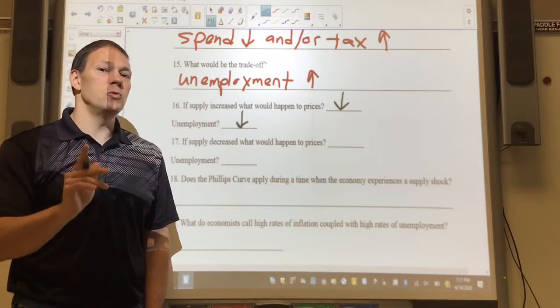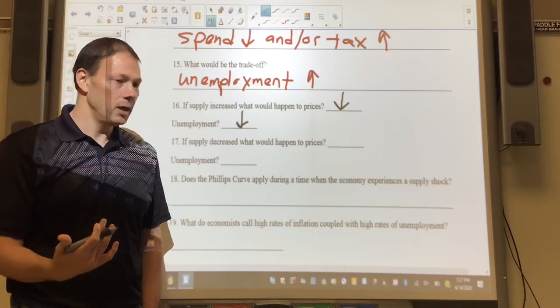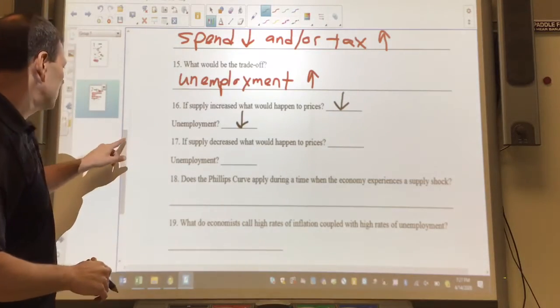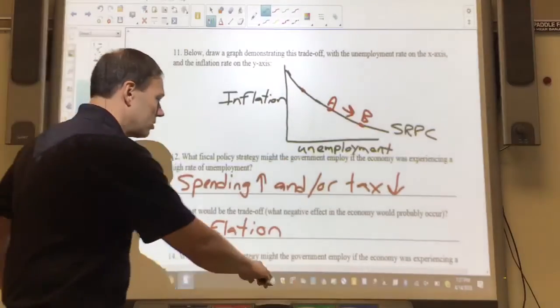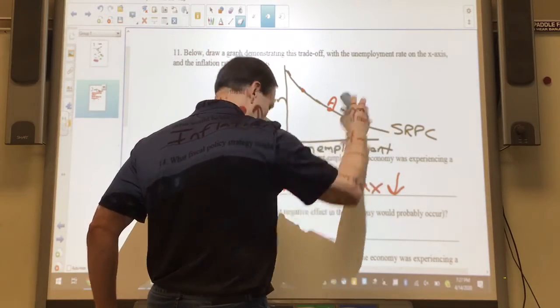Supply shifts do not fit the Phillips curve. They are the anomaly to the Phillips curve. Okay? Takes us off the Phillips curve. I'm going to show you that in just a second. Well, let me do that now since we're here. So let's say we start at point A, like we've been starting at, right? So we're at point A.